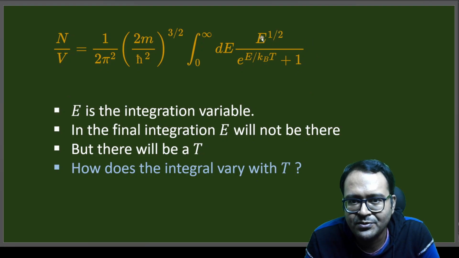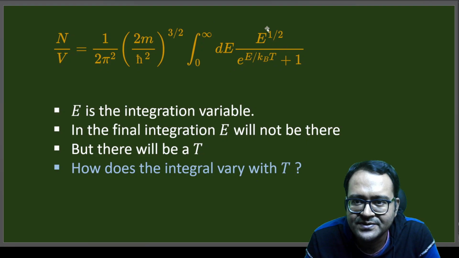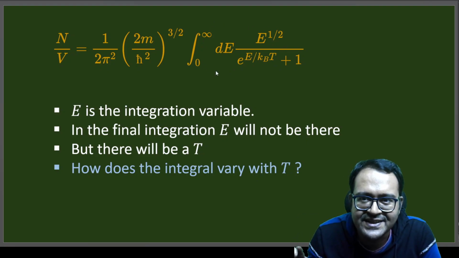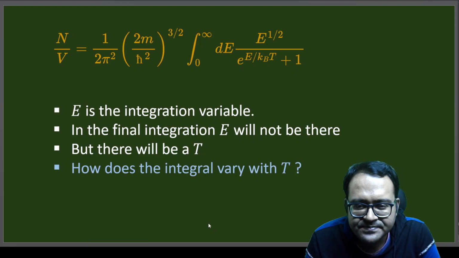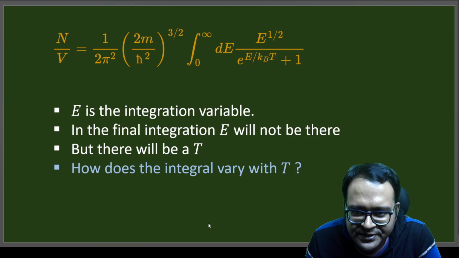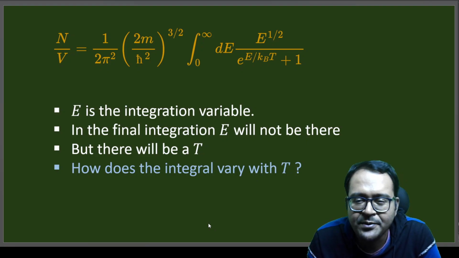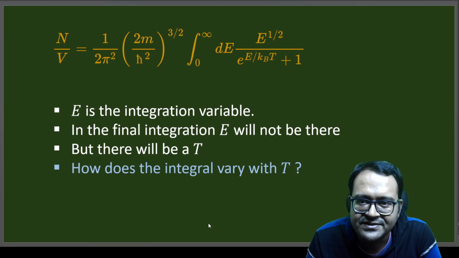So there is no capital E dependence left, but there will be a temperature dependence. Here energy E is itself the variable, but there is temperature dependence. So how does that integral vary with T? I guess you can already guess that. Okay, we will do it the way we did in the earlier example. The same thing: you need to replace some value. What do you replace? You replace E by kBT.